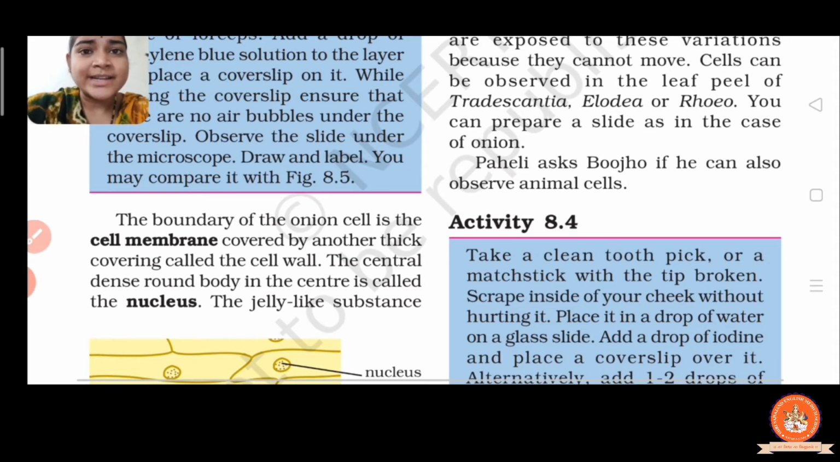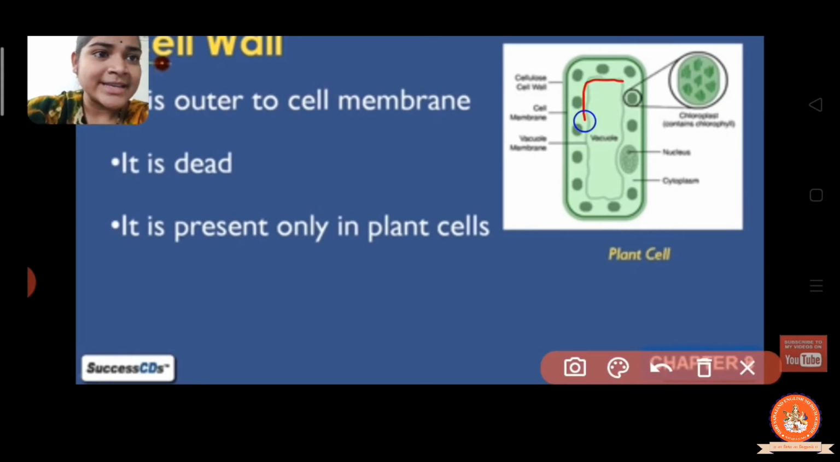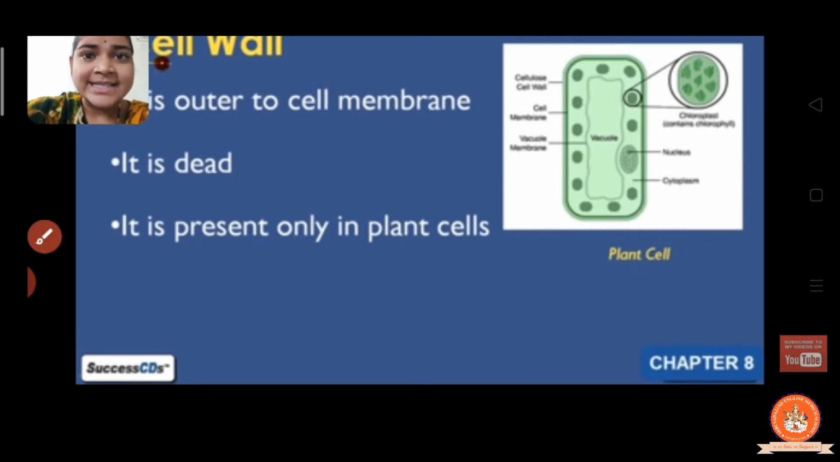So again recall the cell wall. The cell wall is the outer cover of the cell membrane. Here you can see in the figure, the cell wall is the outer covering of the cell membrane. And it is dead, whereas the cell membrane is living. So it is dead and it is present only in the plant cell. As I told you, it is not present in the animal cell. Got it? And it provides protection to the plant cell.